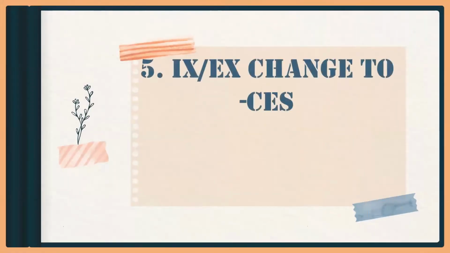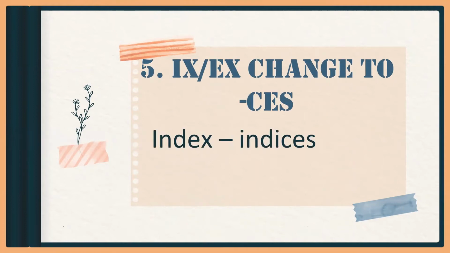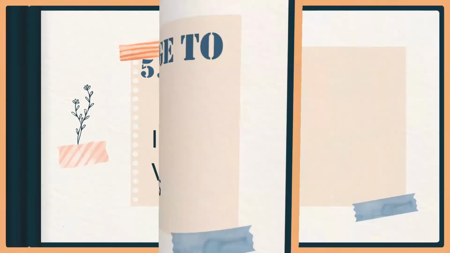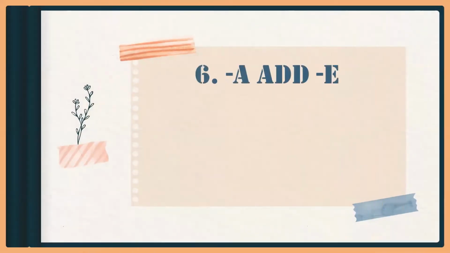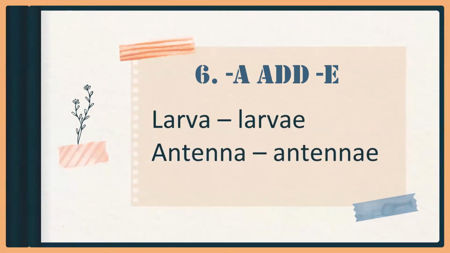Number 5, IX or EX changed to ICES. So we have index to indices, vertex to vertices. Number 6, if the word ends with A, all you need to do is add E. Example, larva to larvae, antenna to antennae, and alga to algae. Again, so these words end with A, but then all we need to do is to add E.